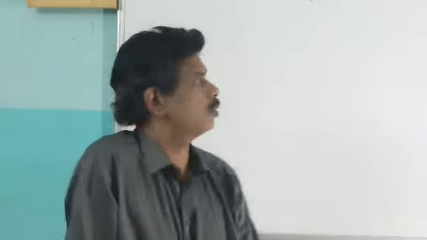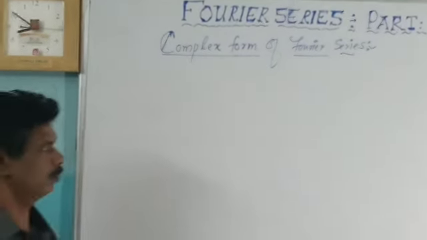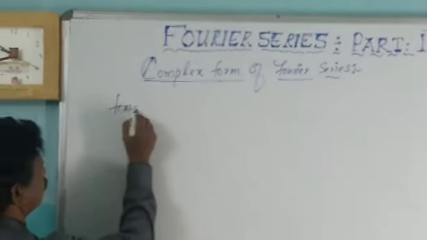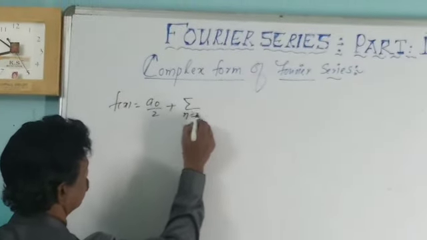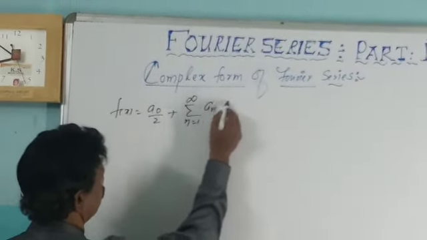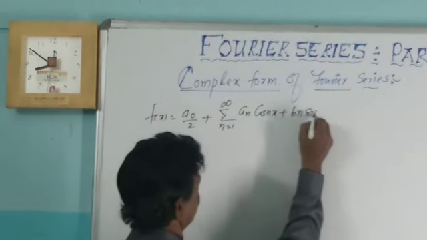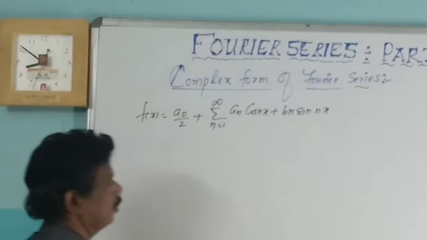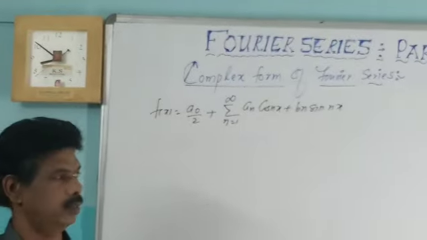Today, I am going to explain Fourier series of complex forms, or we can say the complex form of Fourier series. What do you mean by the complex form of Fourier series? We know the Fourier series: f of x is equal to a0 by 2 plus sigma n equal to 1 to infinity of an cos nx plus bn sin nx, if the function is defined in the interval of minus pi to plus pi.